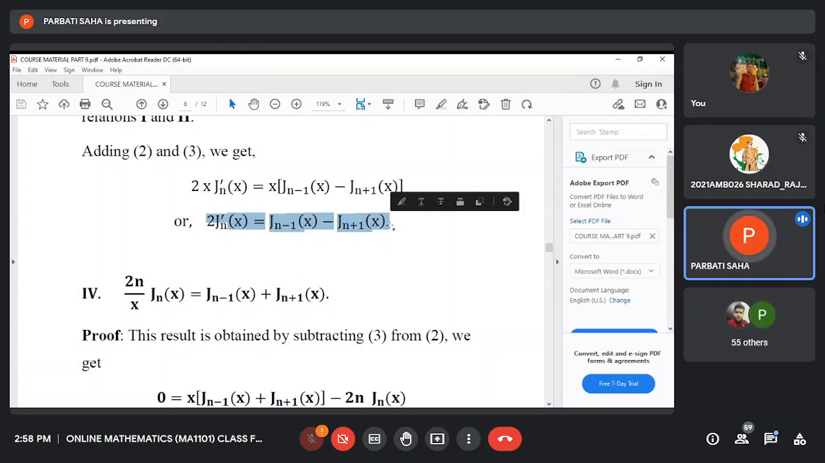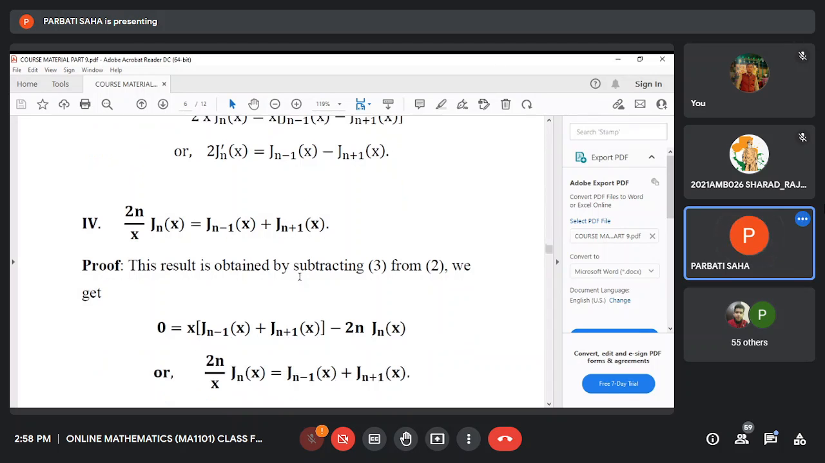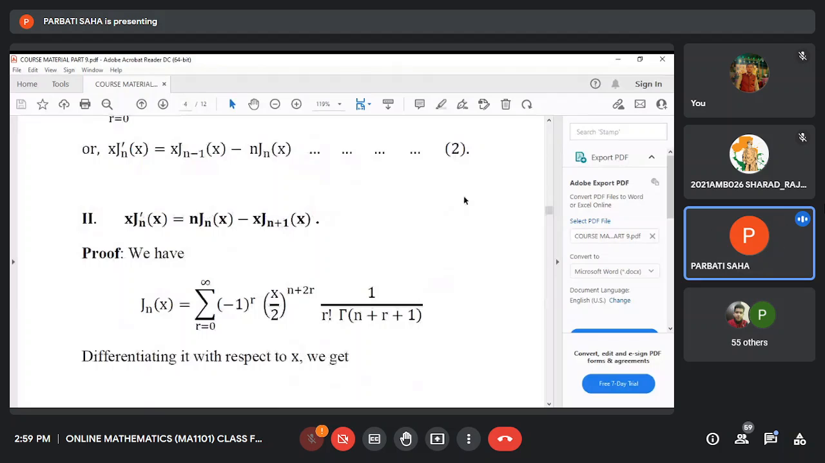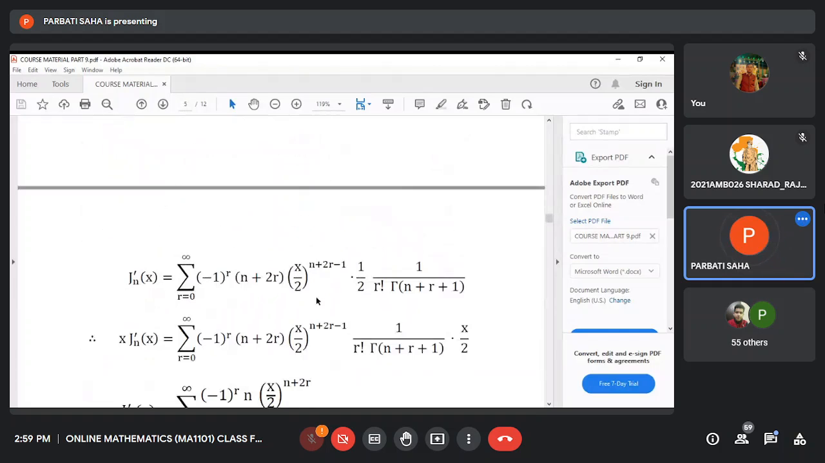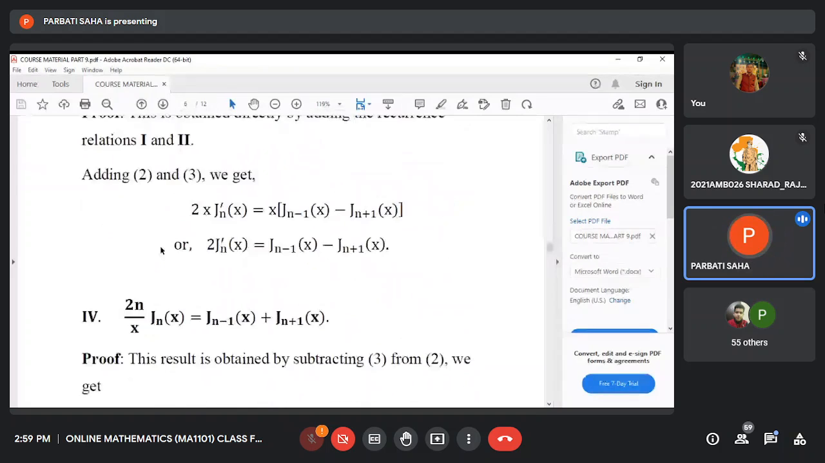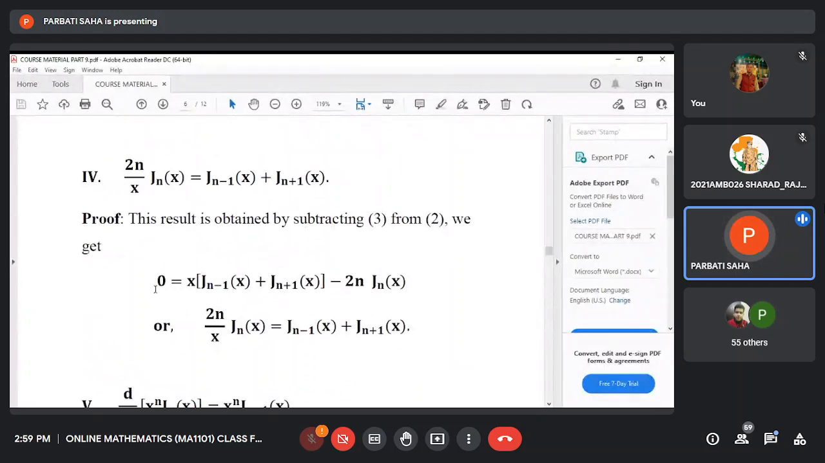Another relation we have to prove is this. If you subtract 3 from 2, that means from this, then what we get? Subtracting 3 from 2, we get this, and then just simplify this and obtain this relation. So it is proved very easily. Subtracting equation number 3 from 2, we can prove this very easily.